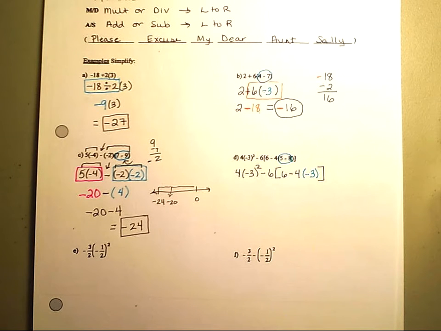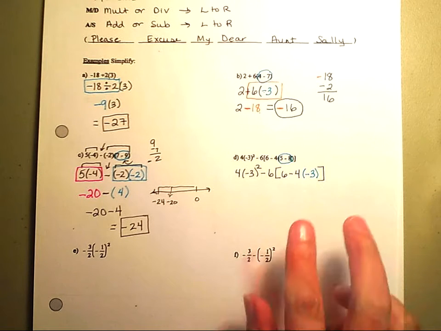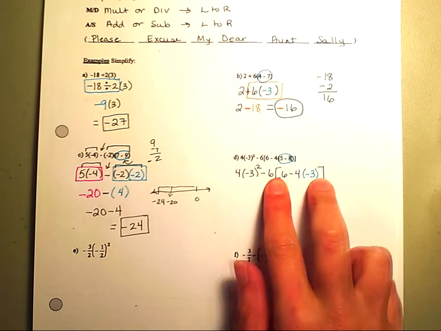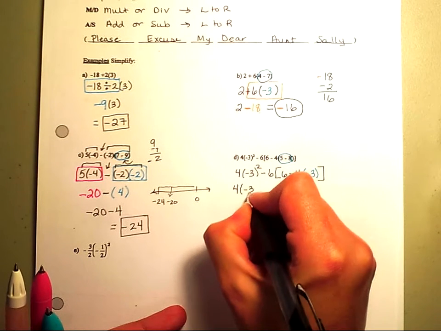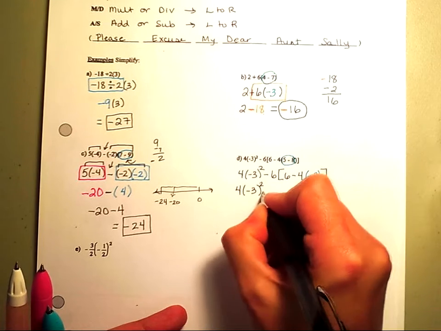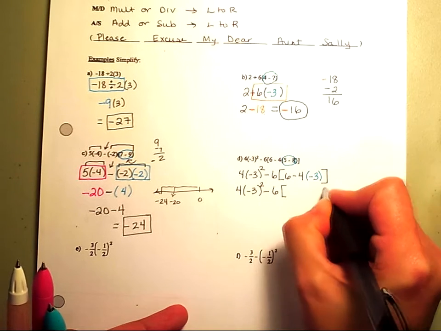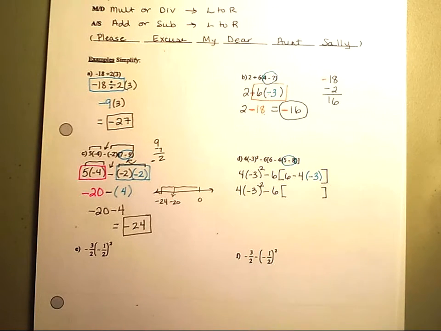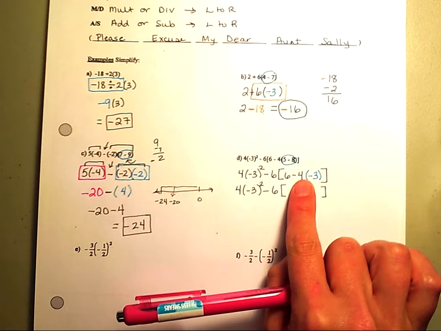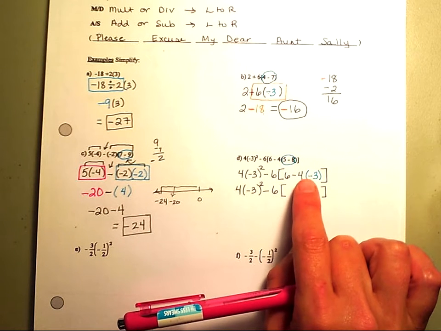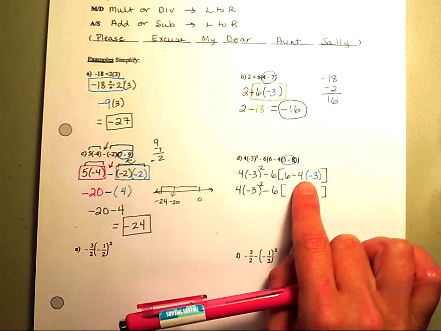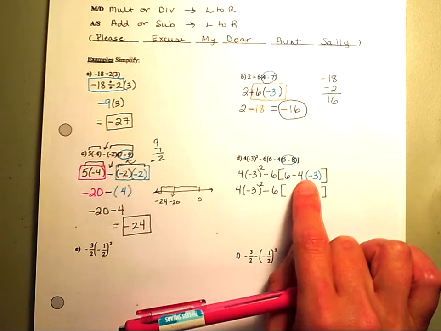Now we still have to work inside our grouping symbols. We have this bracket, so we'll ignore everything else and just copy it. 4 times negative 3 squared minus 6 times. Now inside the bracket we follow the order of operations again. We've done the parentheses. There are no exponents, so we now move to multiplication or division.